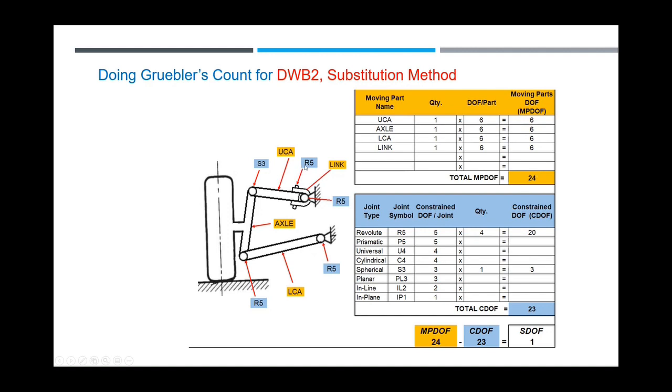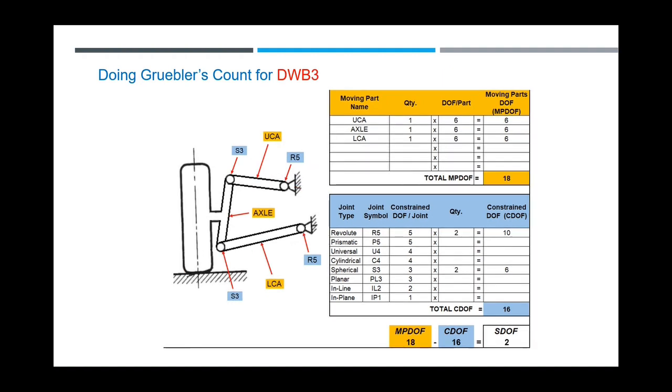So how many revolute joints do we have now? We got 1, 2, 3, 4. So 5 times 4 is 20. And you still have the ball joint at the end, which is right here, which is 3. So 24 subtract 23 is still a value of 1. So you arrive at the same answer even if you use an idealized joint or the actual joints themselves. Okay. All right, let's go to the next one.